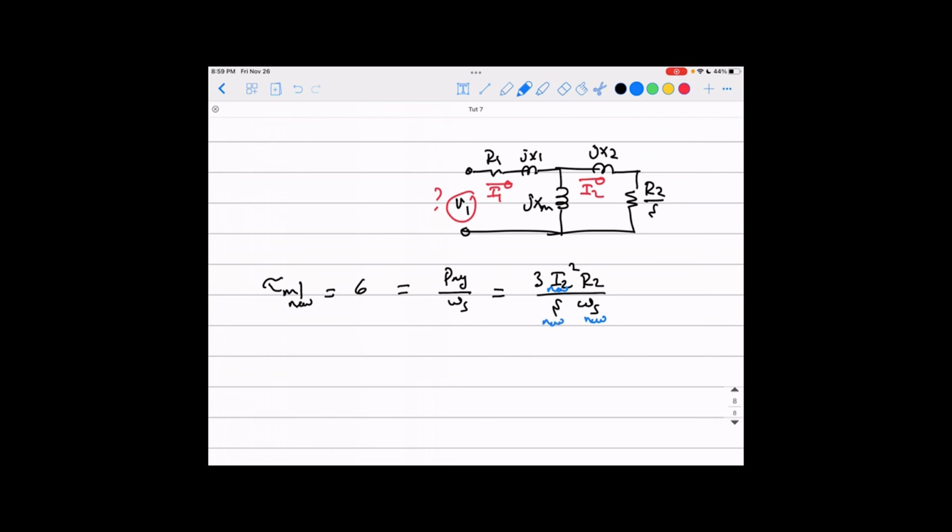Why not R2? Because R2 does not depend on the speed of the machine, so it doesn't change with the frequency. It's just a resistance, so it stays the same.